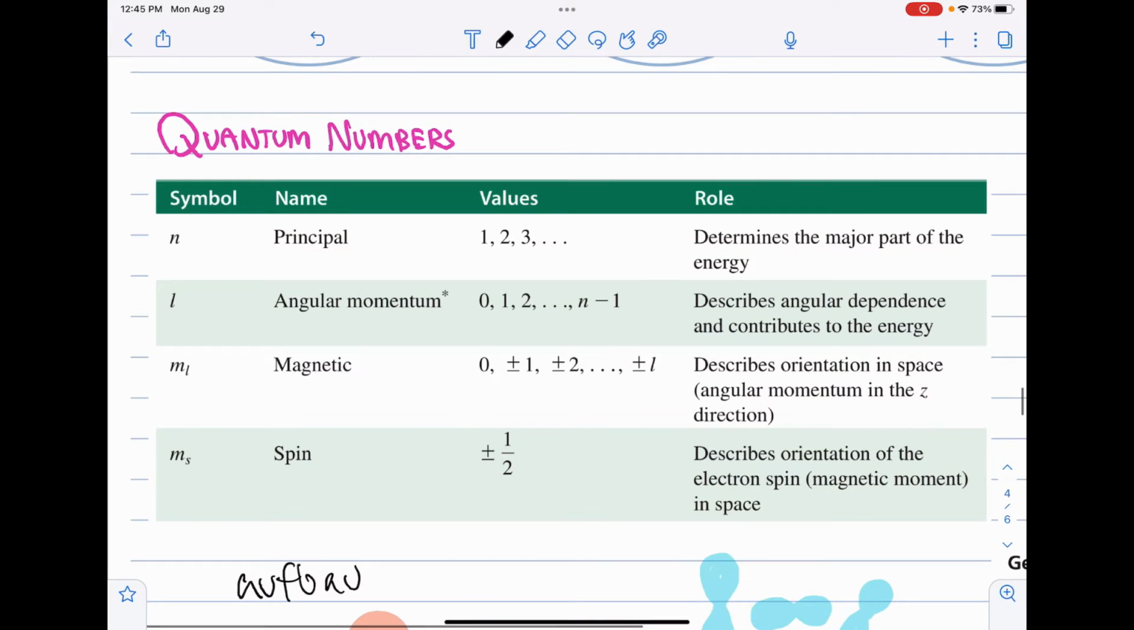And then we have magnetic quantum number and spin quantum number. So magnetic quantum number just tells us which orbital we are in within the subshell. So in the biggest level of organization, we have shells or energy levels. Then we have subshells. Now inside the subshells, we have orbitals.